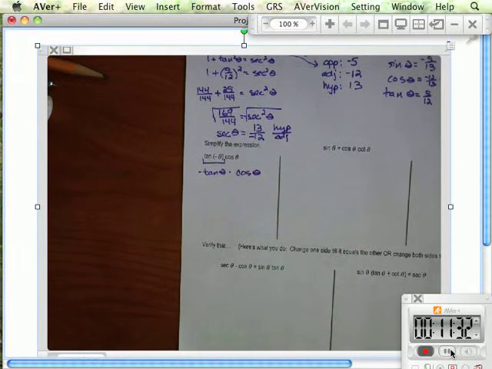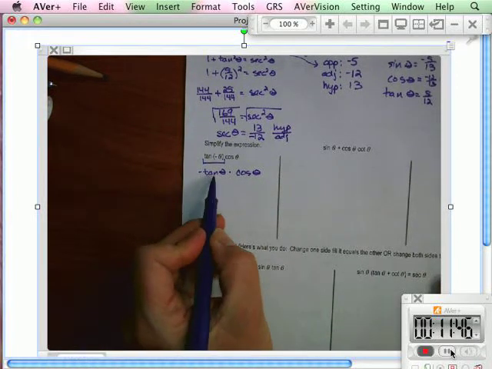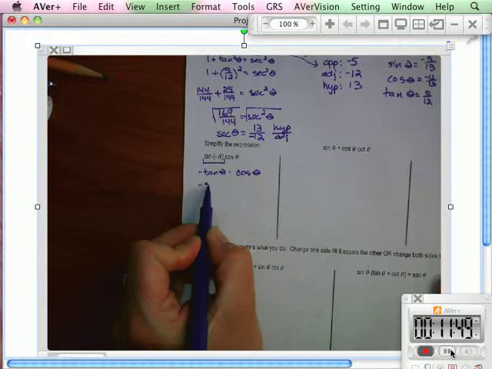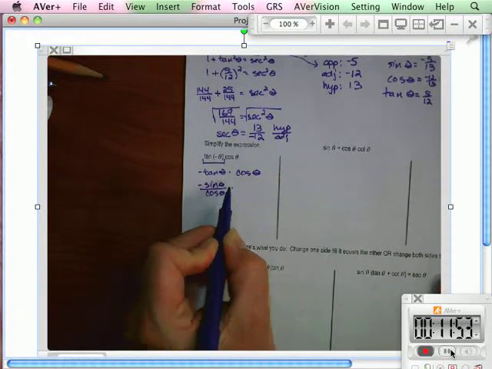What do I know tangent is? It's what over what? Yeah, it's opposite over adjacent, but it's also sine over cosine, right? So I'm working with theta here, so let's write that. I know that the negative tangent could be the same as negative sine of theta over cosine of theta times cosine of theta.